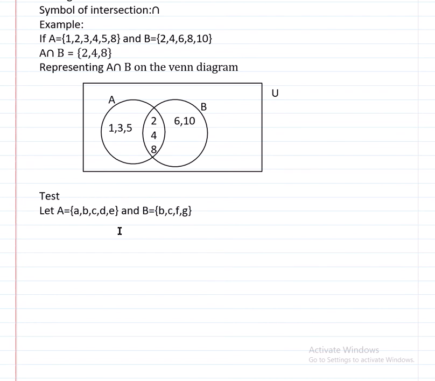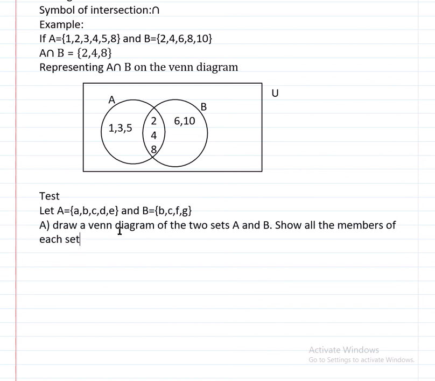All right, so here we go. First question, A. It says draw a Venn diagram of the two sets A and B. Show all the members of each set.